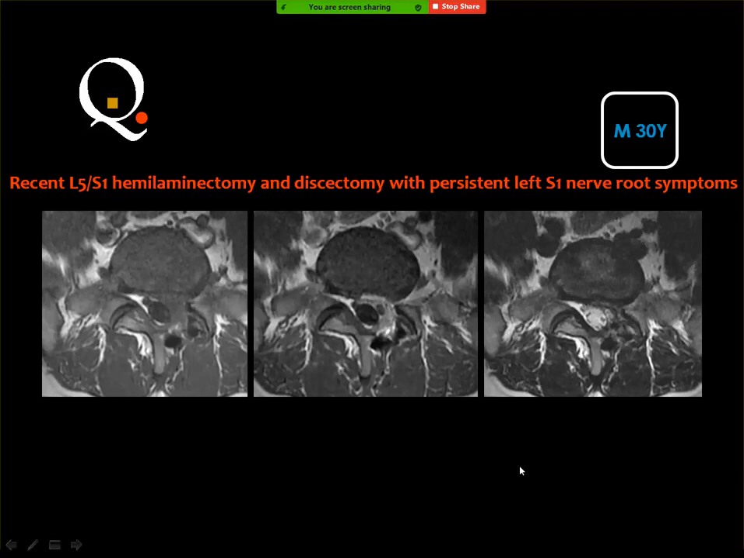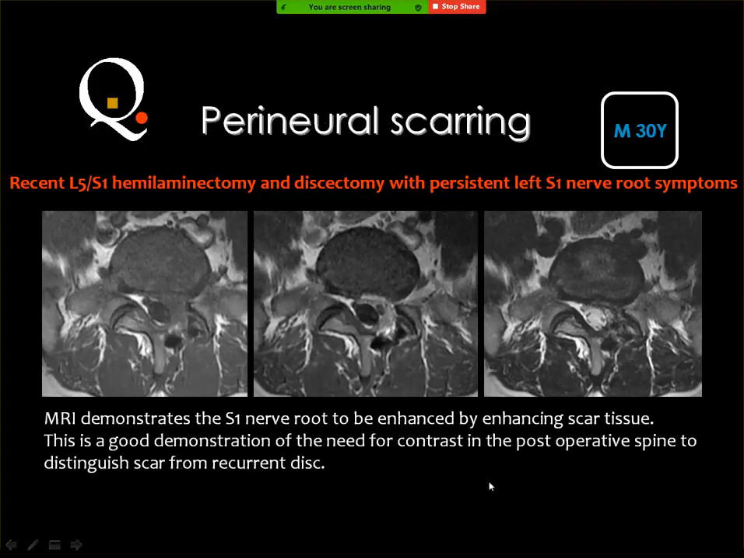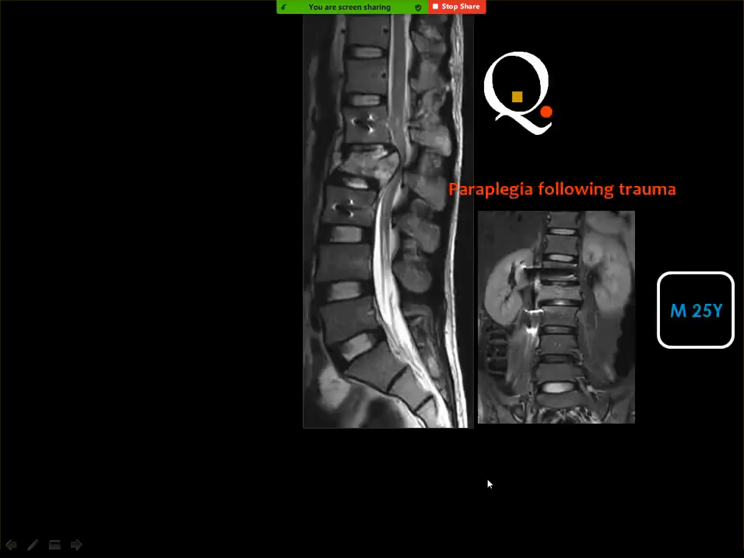And what do you think of this? Fibrosis. Perineal scarring or what? Yes, perineural scarring. This is perineural scarring. L5 laminar fenestration, and you got a lesion in the T1 after injection of contrast. You got enhancement, and the nerve root is inside, and this is perineural postoperative scarring.